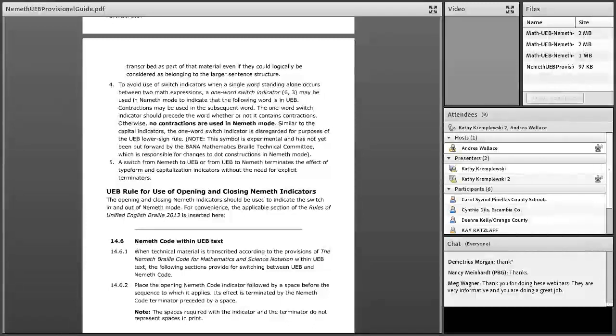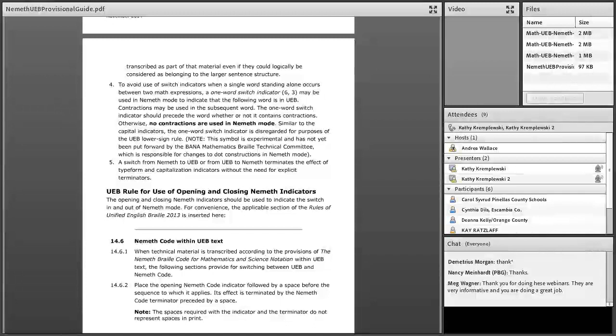So I think somebody mentioned something about not switching. So you would have to use the one-word indicator, whether it has contractions or no contractions. No contractions are used in Nemeth mode. And it says it right there in bold.